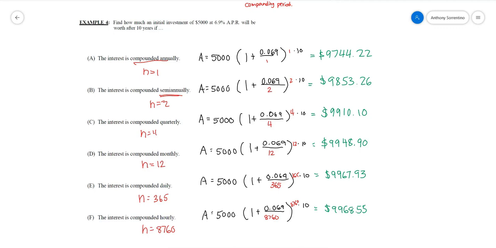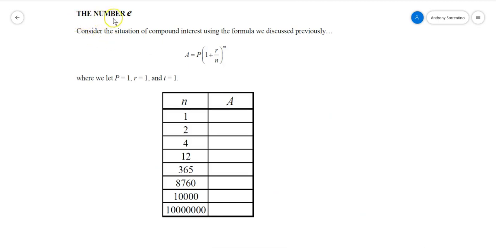But there's obviously a limit to this. And this kind of gets into an idea of a special exponential base that we tend to start looking at when we deal with exponential functions. So let's have a look at that. And before you think about it, this is not a typo. It says the number e. It's just like the number pi. This is going to be an irrational number that we're going to define from this.